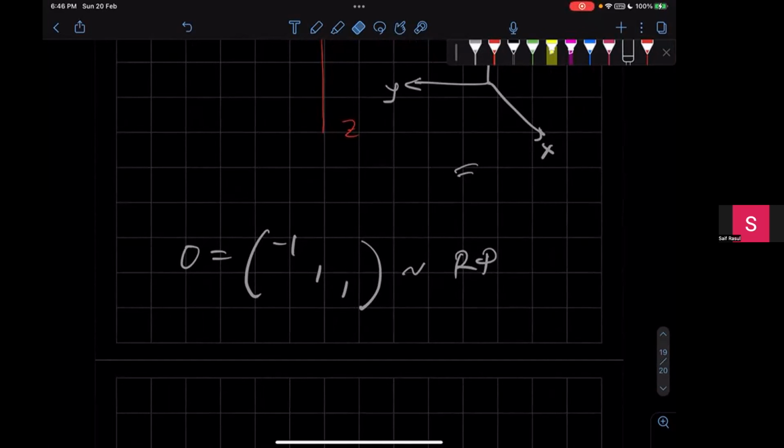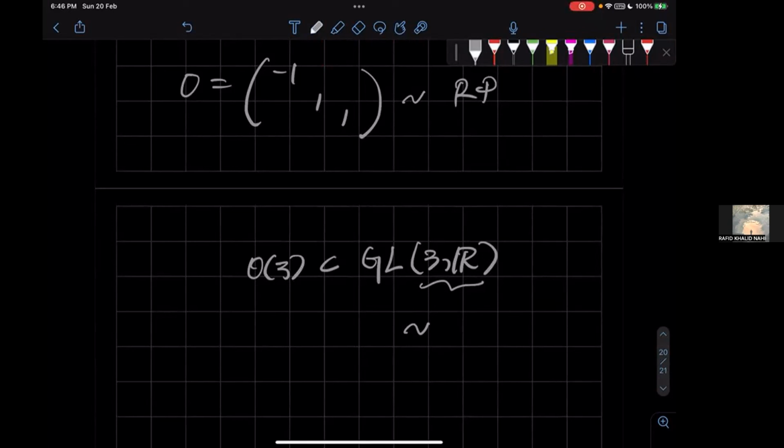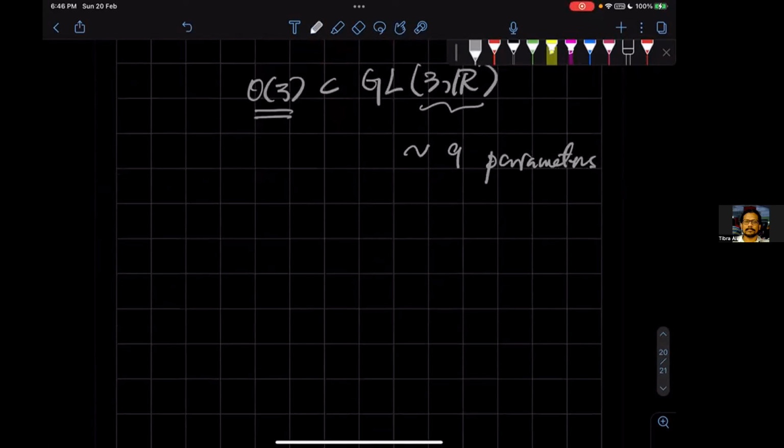Yeah, I see. So O3 sits inside GL3R, right? And GL3R has how many dimensions? What is the parameter space of GL3R? 9. Right, so 9 parameters. So we'll see that O3 has only 3 parameters. Okay. All right, so what is the number of parameters of O3?